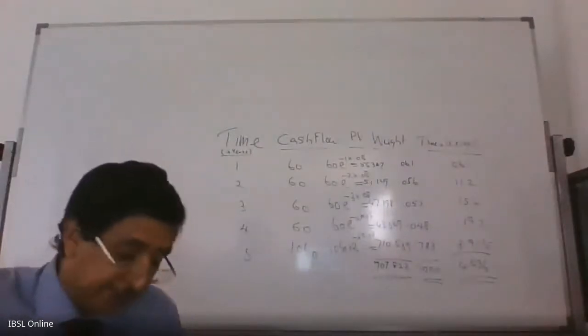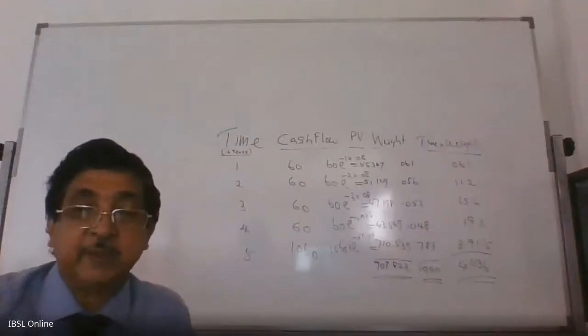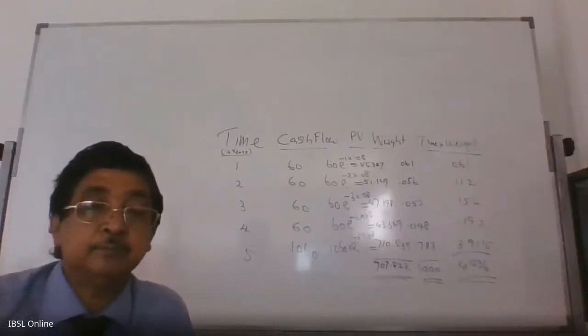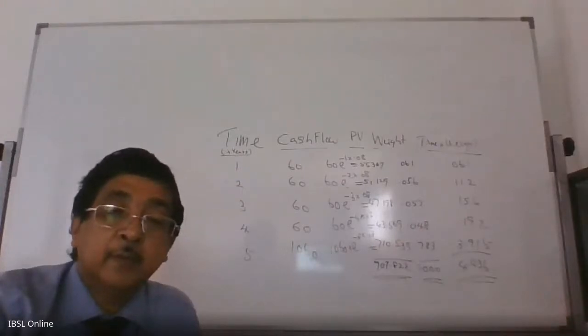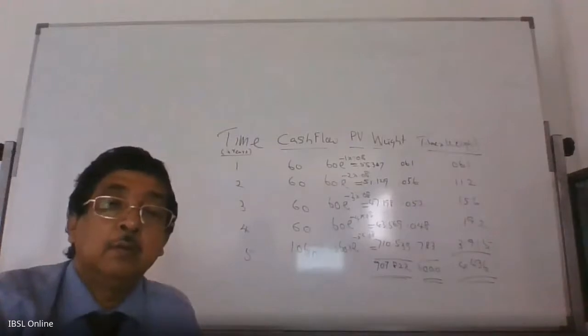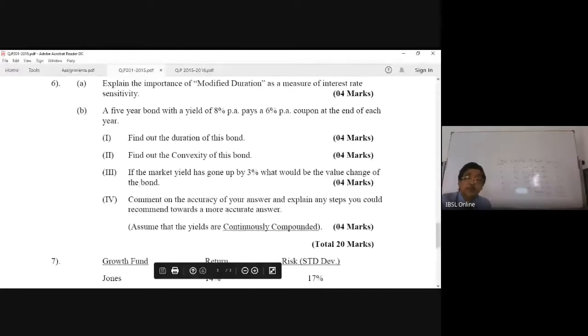Convexity is, yes, correct. 21.096. That is the convexity. Very good. What else? Right. If the market yield has gone up by 3%, what would be the value change of the bond?